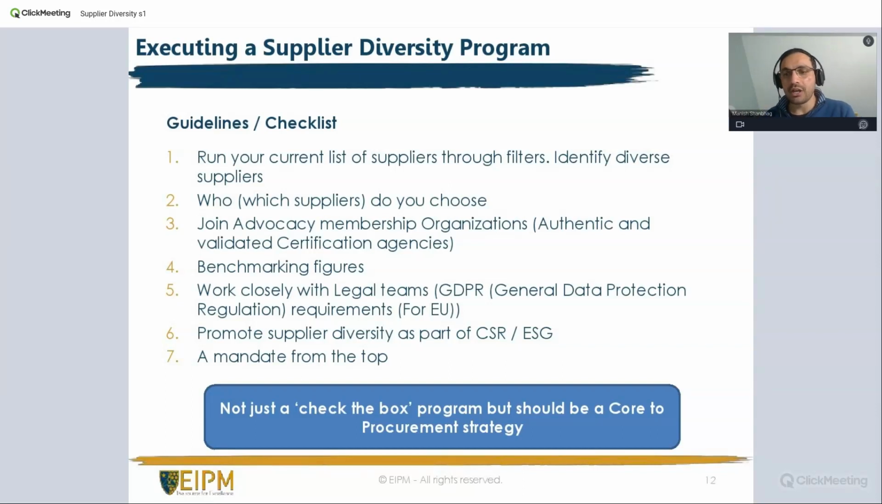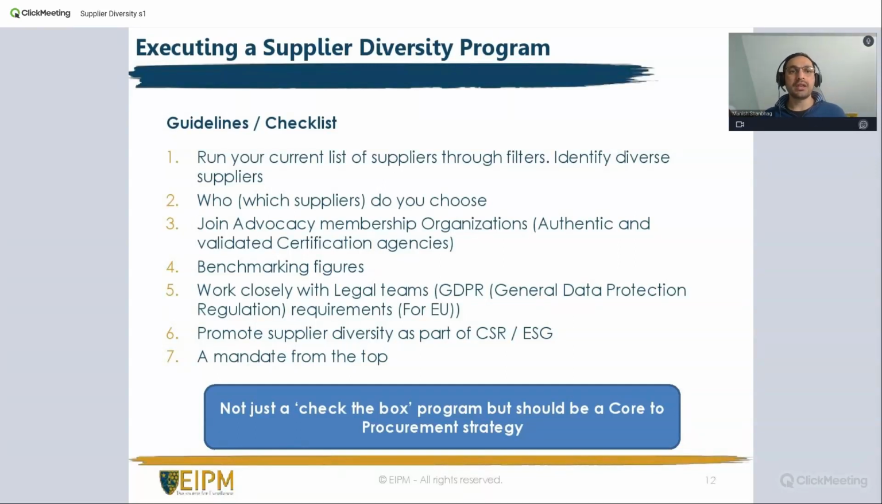If you're wanting to bring suppliers from these diverse backgrounds into the supply chain, it should become a core part of your strategy, not just saying, oh, I have this in the panel, I'm going to keep them just to be compliant with some audits. Absolutely not. That's not the idea. It should be a core of the procurement strategy. There are some guidelines that you could follow.